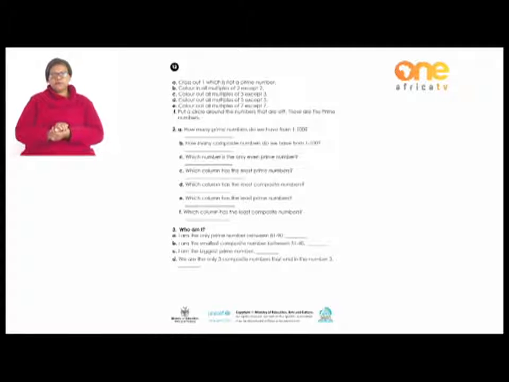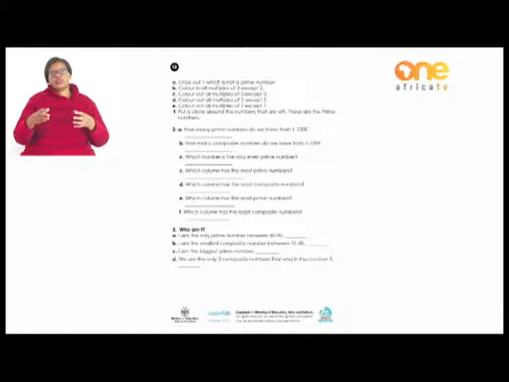Okay, A. A instructs us to cross out 1. In other words, the number 1, which is not a prime number. Okay? So number 1 is not playing in this activity because it's not a prime number. It's kind of weird for now. So 1 is not a prime number, nor is it a composite number. So let's go to B.